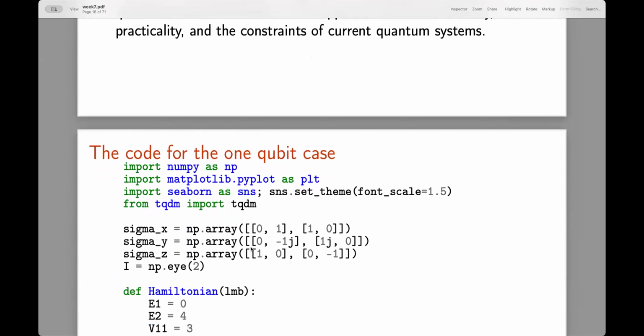So what I want to do now is switch quickly over to the whiteboard, and just remind you quickly of what we did with the one qubit case, so that we have that more clear and ready for us when we jump into the two qubit case. Here we are.